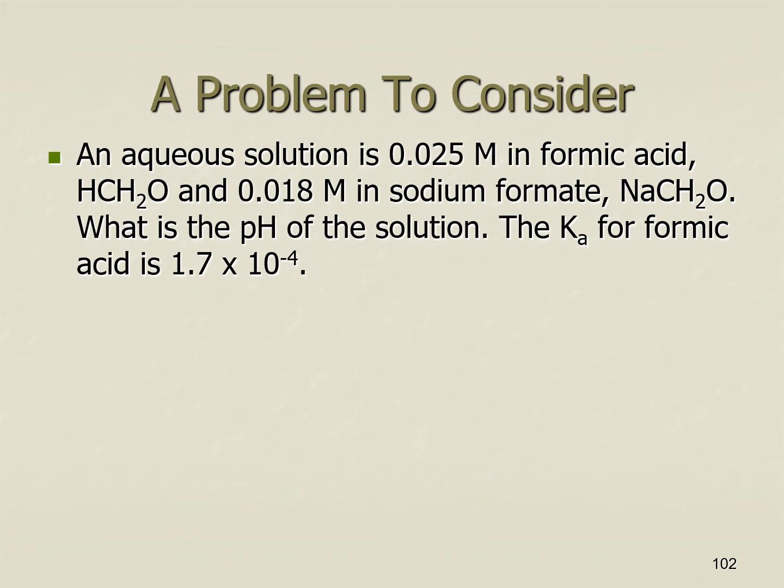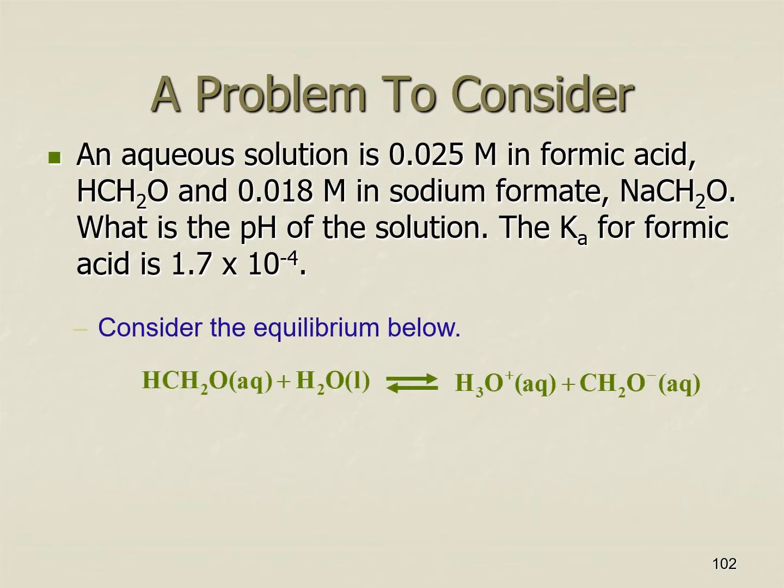You have to know the Ka. The Ka of formic acid is 1.7 times 10 to the minus fourth. So again, here's our equilibrium. We have the formic acid on the left. When it reacts with water, it gives H3O plus and then the formate ion. And when we set up our chart, we know that we have 0.025 molar formic acid. So that, as usual, goes in our ICE chart.